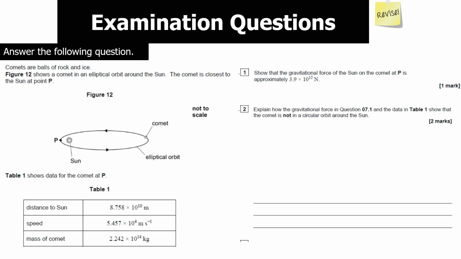Figure 12 shows a comet in an elliptical orbit around the sun. The comet is closest to the sun at point P. Table 1 shows the data for the comet at P. Show that the gravitational force of the sun on the comet at P is approximately 3.9 times 10 to the 12 newtons. Then secondly, explain how the gravitational force and the data in table 1 show that the comet is not in a circular orbit around the sun.